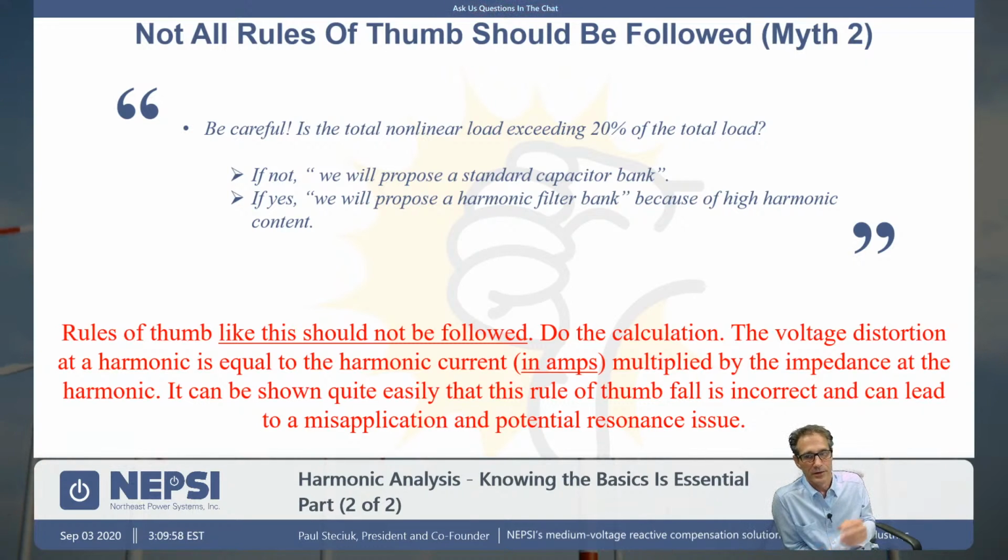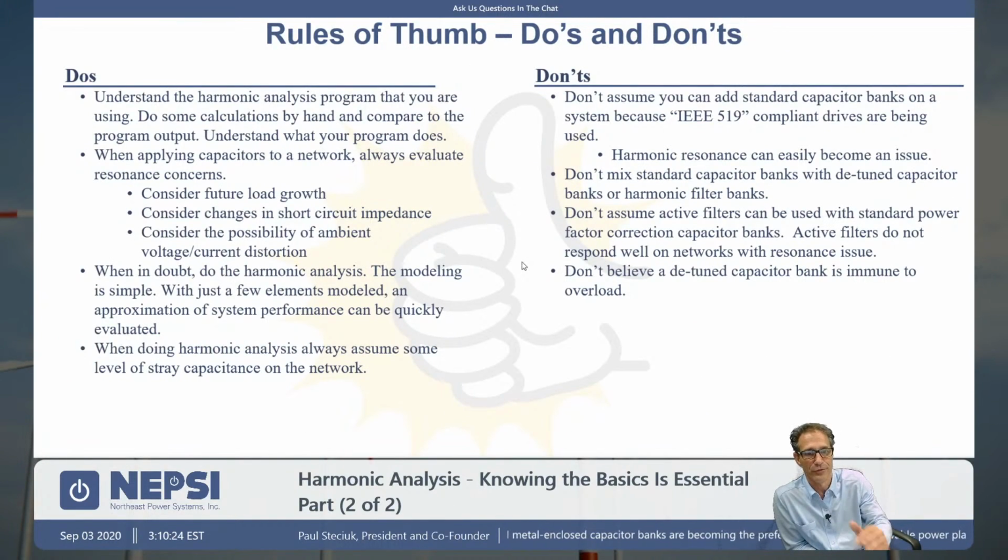And again, we have talked about and have seen what happens when you have resonance. It's the value of amps times the impedance of the curve. It really has nothing to do with the percent of load. It's the amount of amps in the system times that resonant impedance that causes the problem. So I think that this one definitely falls apart on you when you do the analysis. So our rule of thumb is do the analysis, because it's not hard.